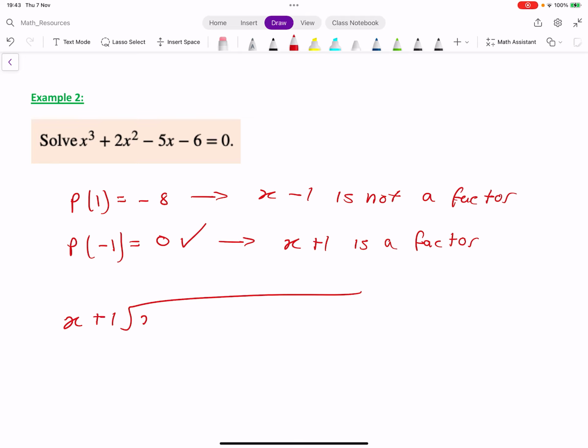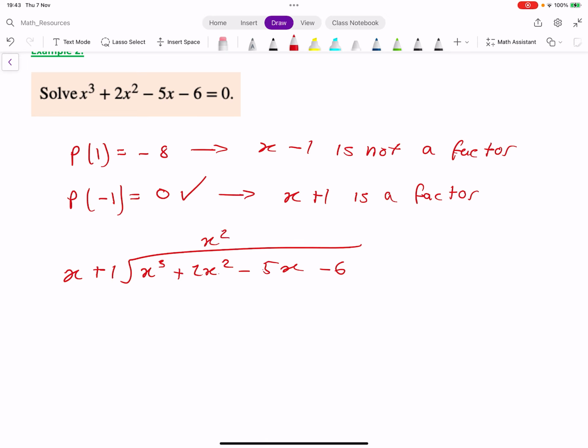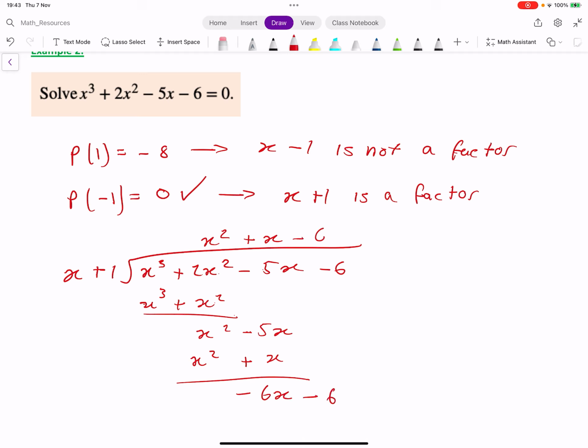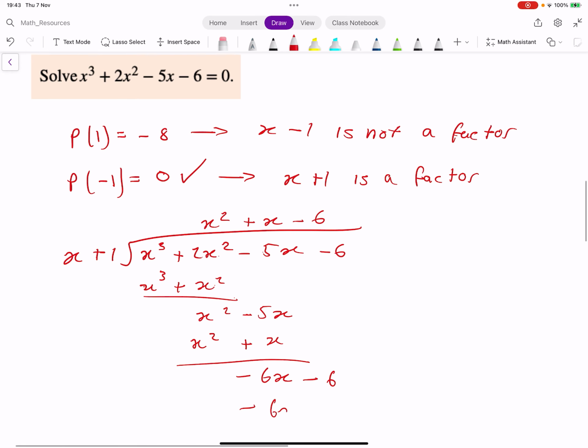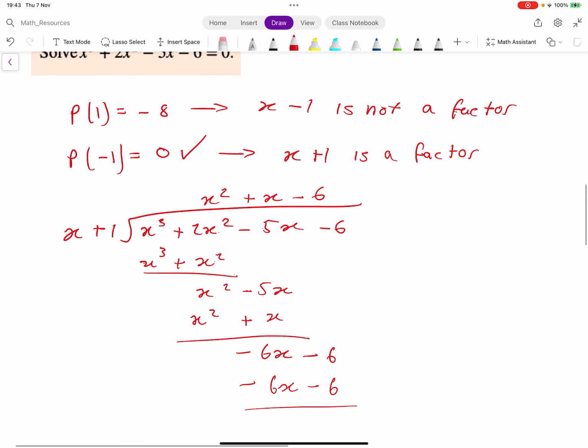Let's have a go at that. X cubed plus 2x squared minus 5x minus 6. We're going to have x squared, and then x cubed plus x squared, minus 5x plus x squared plus x. I'm not going to show you how to do this again because you can look at the previous video. Minus 6, now minus 6x minus 6. Again, you don't really need to show any of this working. You can just do it in your head, but I am for this example. Now, we are expecting to get 0, and it's good that we did.